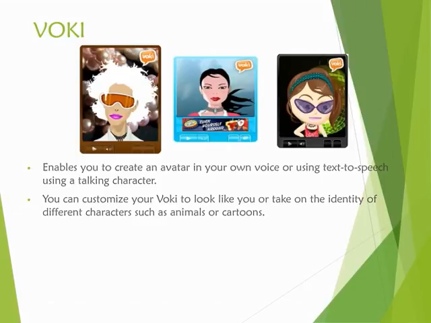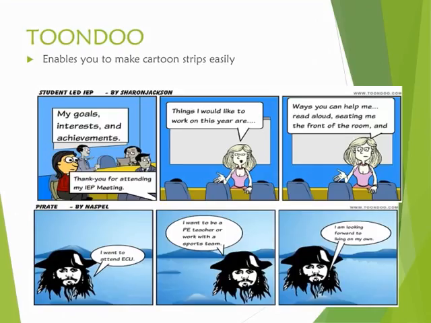If you go to the site www.voki.com, it's free and very easy to use. Students could communicate their post-school goals using a Voki. Students could request accommodations using a Voki. Students could introduce the meeting using a Voki. Toondoo is another free website that enables you to make a cartoon strip very easily. Here, students have created cartoons to communicate their post-secondary goals.